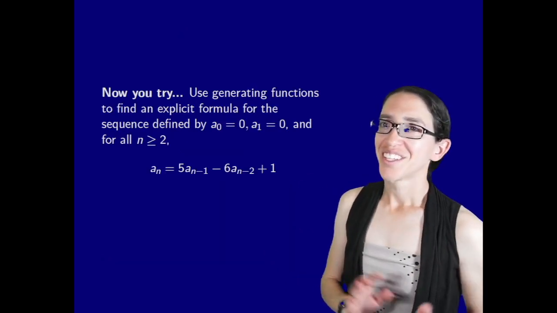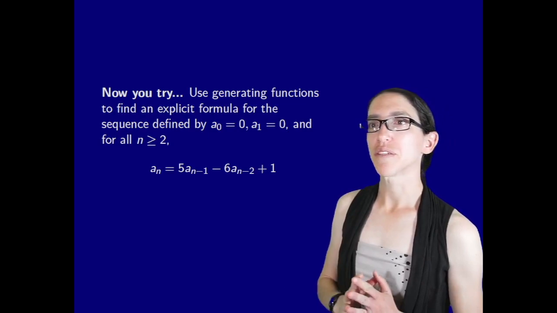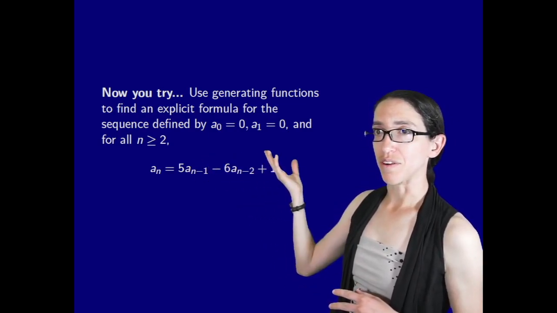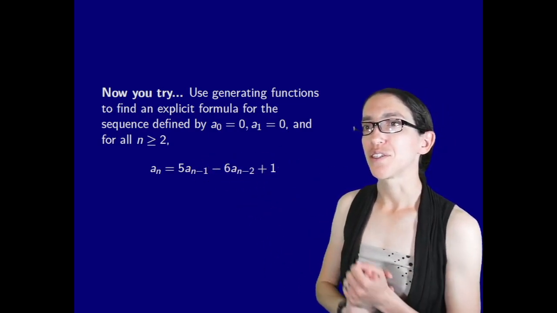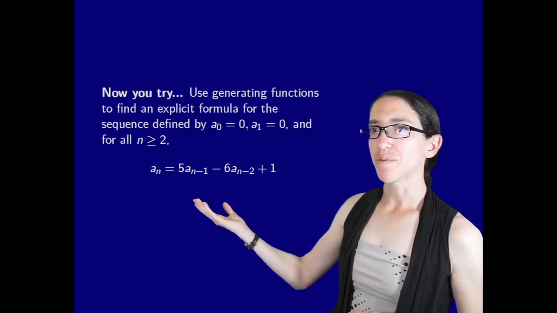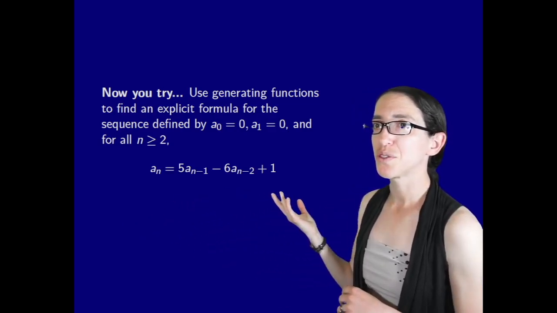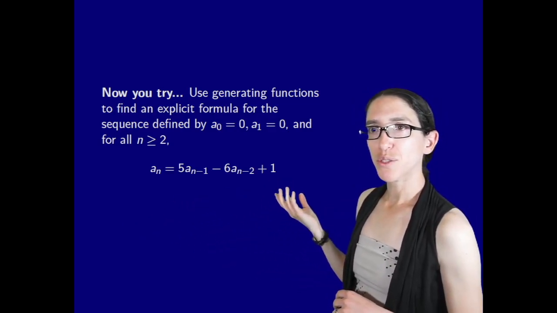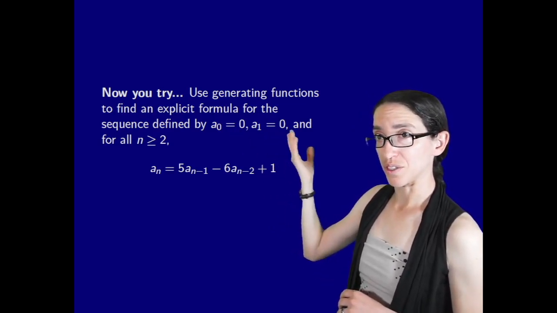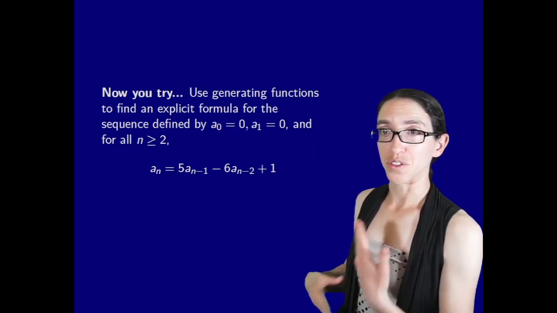So now you try. Use generating functions to find an explicit formula for the sequence defined by a0 equals 0, a1 equals 0, and for all n greater than or equal to 2, a sub n equals 5a sub n minus 1 minus 6a sub n minus 2 plus 1. So this plus 1, first of all, gets us off the ground, 0, 0, 1, and then the recursion will start up after that.